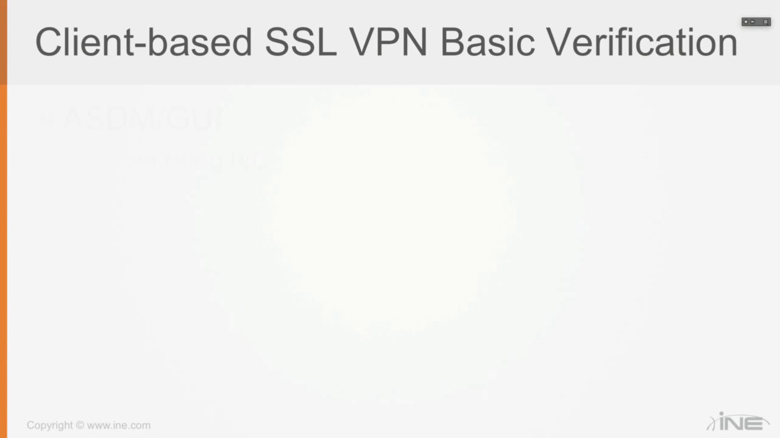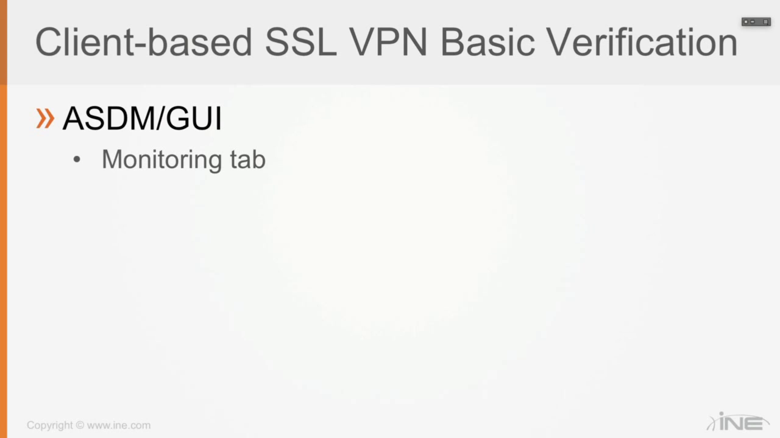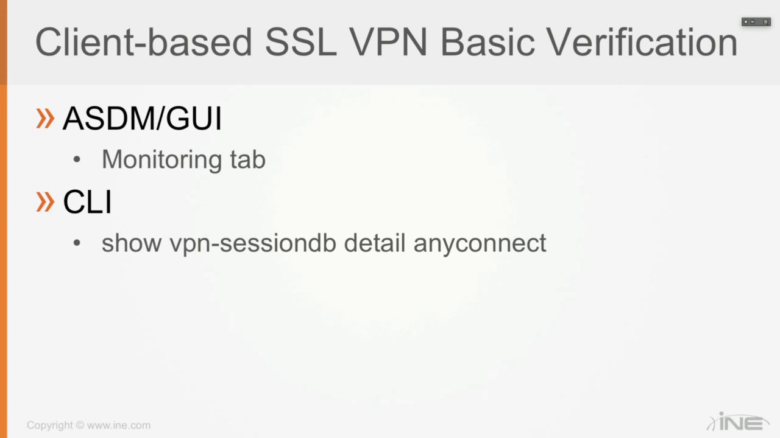Verification wise, on the ASA, we can go to the monitoring tab via ASDM to verify the SSL VPN session state, or at the CLI level it is the same command as in the case of IPsec VPN. Show the VPN session database, show the details, but only for the AnyConnect sessions.